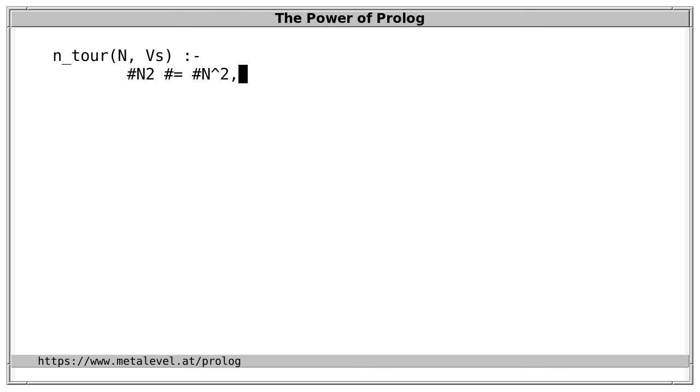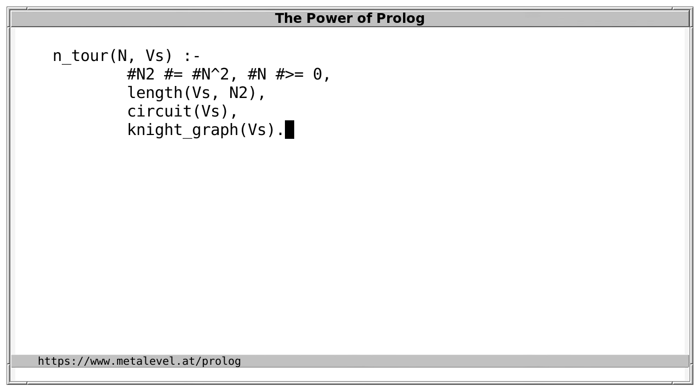Well, first of all, it must have the right length, namely n squared. And n is a natural number. And second, vs must describe a Hamiltonian circuit. So here is where we use the circuit constraint. And third, it must be a circuit on the intended graph. So let's call this a knight graph, and this must hold for vs.